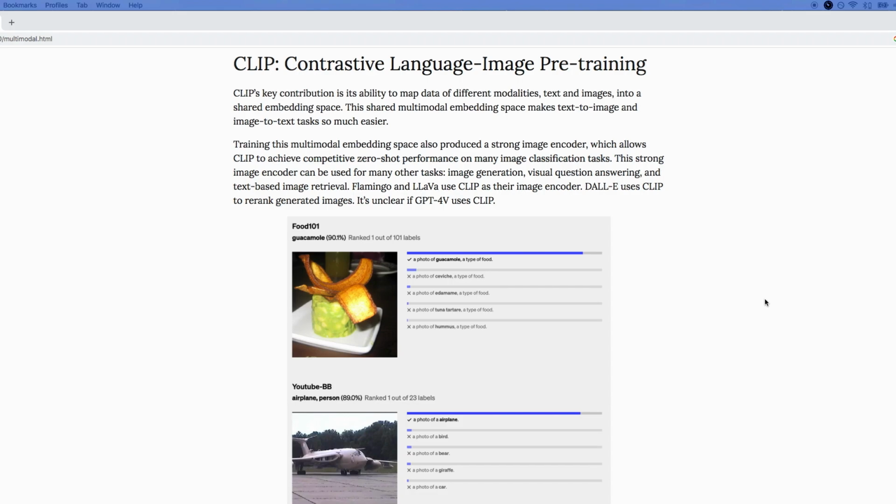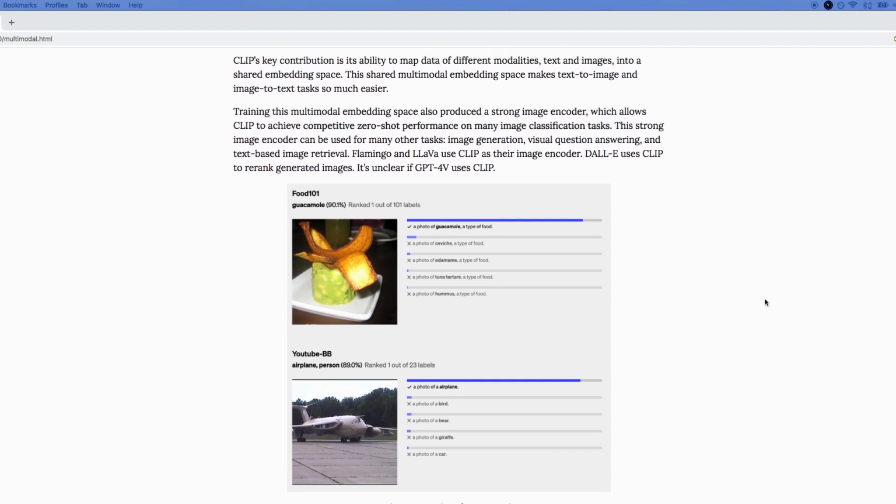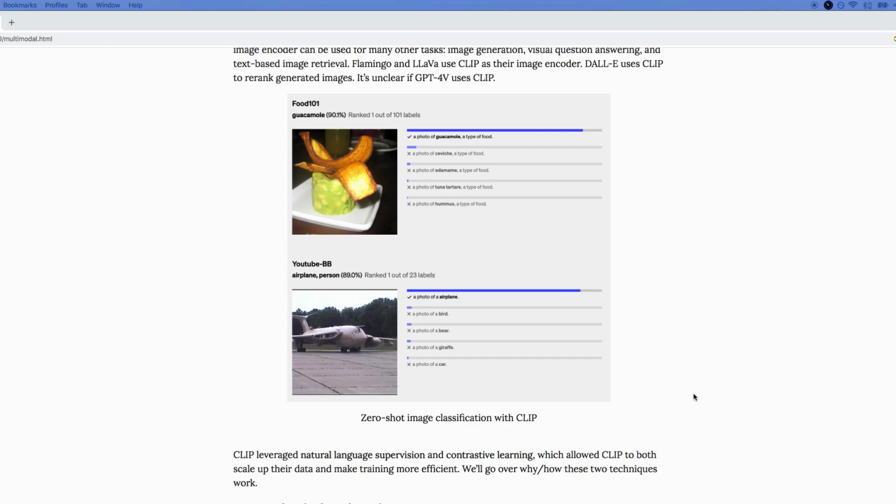many image classification tasks. This strong image encoder can be used for many other tasks: image generation, visual question answering, and text-based image retrieval. Flamingo and LLaVA use CLIP as their image encoder. DALL-E uses CLIP to re-rank generated images. It's unclear if GPT-4V uses CLIP. Zero-shot image classification with CLIP.